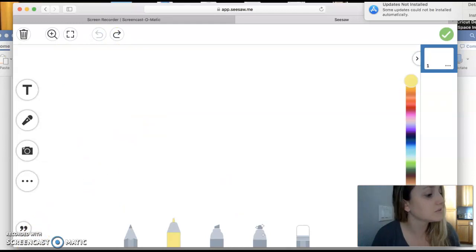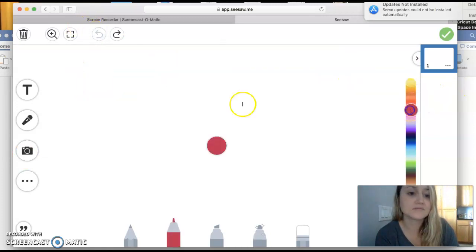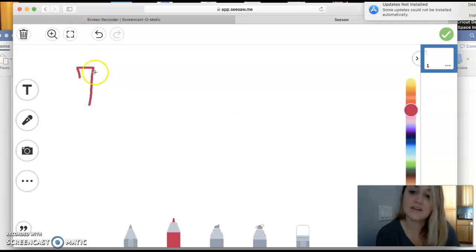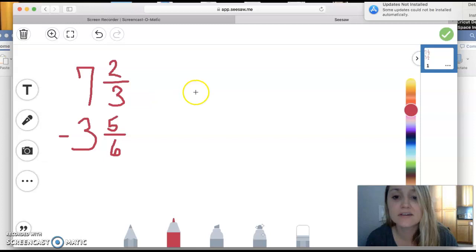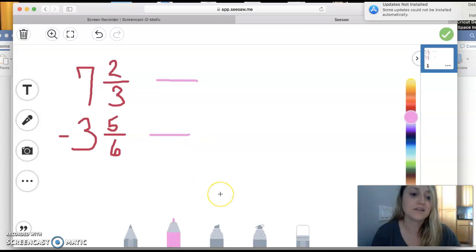Okay, so let's try number 1. So let's pick another color. We have 7 and 2/3 minus 3 and 5/6. Okay, so again, first thing we're going to do is find that common denominator. And if you're at this point too, when you look, and because you've been doing this now, and you go, oh, I already know it's going to be 6, that's okay too. You don't have to show me the work there.